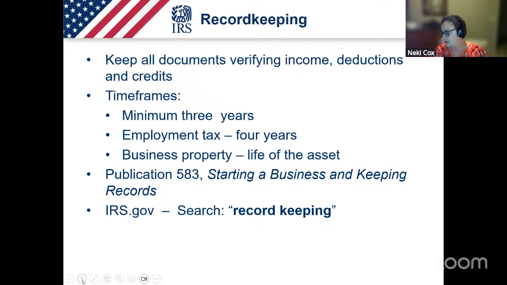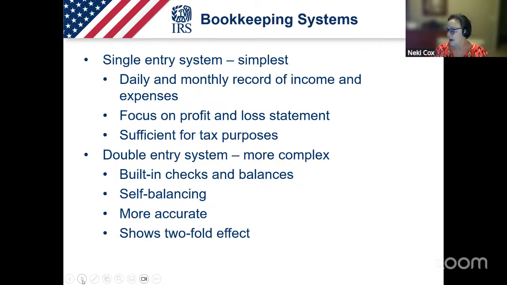Okay, moving on to the next slide. Okay, bookkeeping systems. Many people who operate their own one-person business never bother to set up a business bookkeeping system. Their personal checking account serves as both a personal and a business account. However, the IRS recommends that you open a separate business bank account.